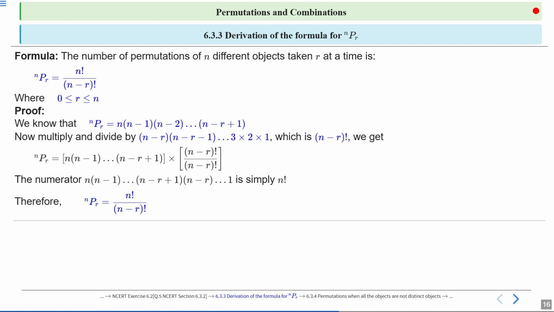Now we can easily calculate permutations using this formula. You should keep in your mind this formula: nPr is equal to n factorial upon (n minus r) factorial, where 0 is less than or equal to r, which is less than or equal to n. I hope this formula and its derivation are clear to all of you.